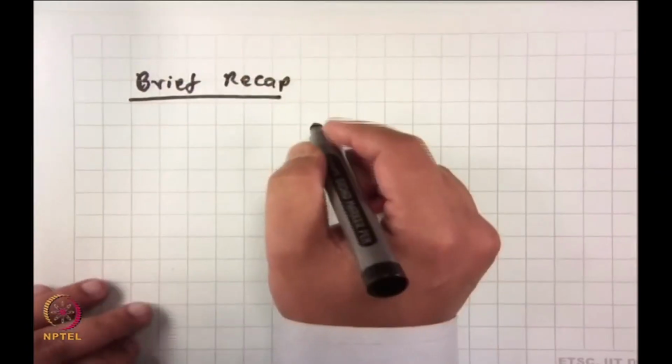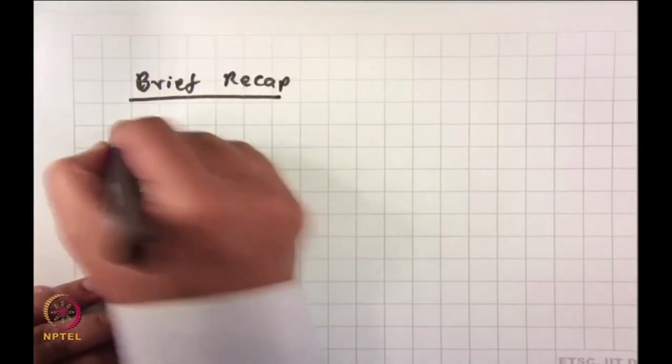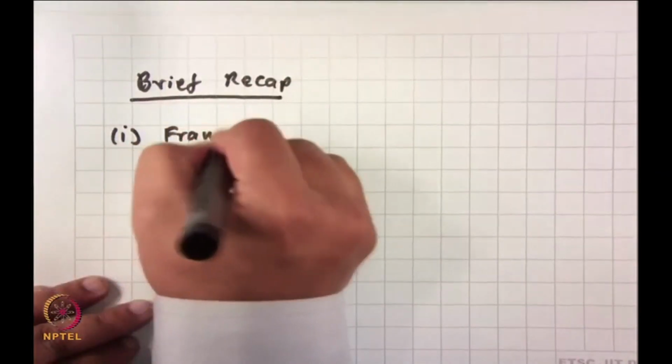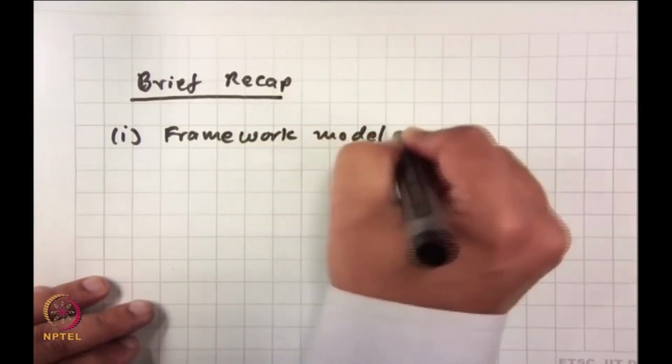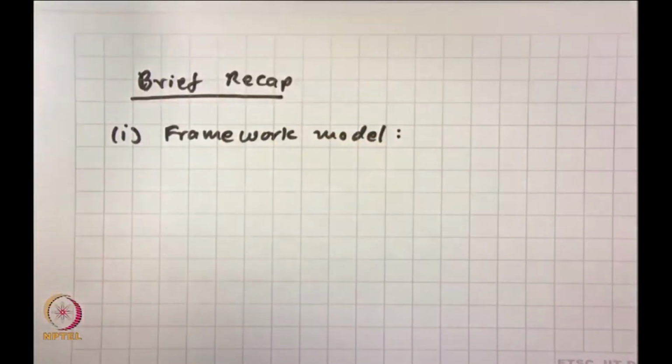Of mechanisms. So, one of the mechanisms was the framework model. Do you remember the name, the framework model? Good.